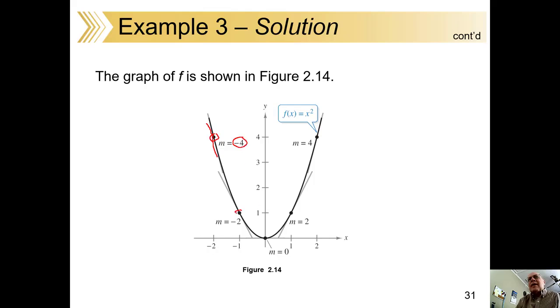Down here at this next one, the slope is negative again. Not quite as steep. Slope is -2. It makes sense. Down here at the bottom, slope is 0. That makes sense because it's going to be a horizontal line, and so on.